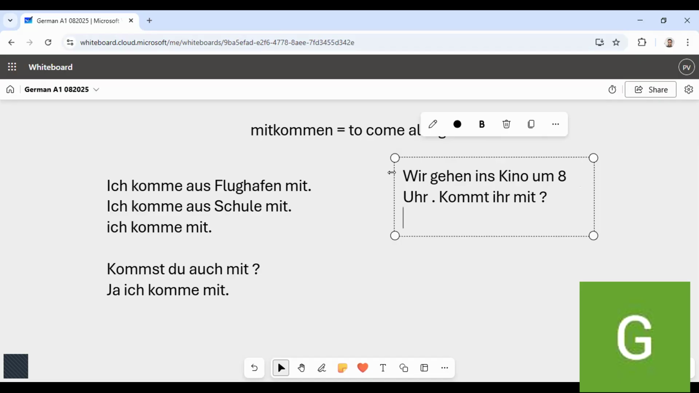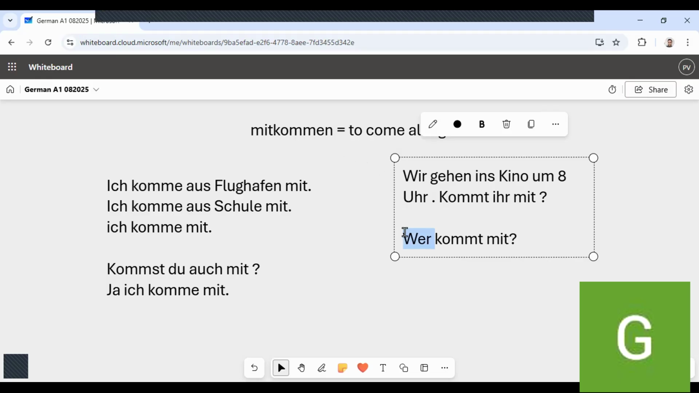One more thing, suppose we want to make a W-Frage with Trennbar verb, it will be like this. Suppose we want to ask generally who is coming along, wer kommt mit, who is coming along. So the rule for W-Frage is that the W-word will come at the first position, then at the second position the verb will come, and at the last position the first part will come. Wer kommt mit.